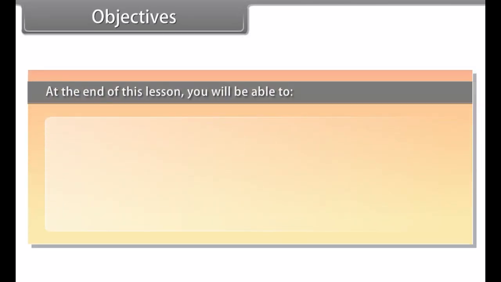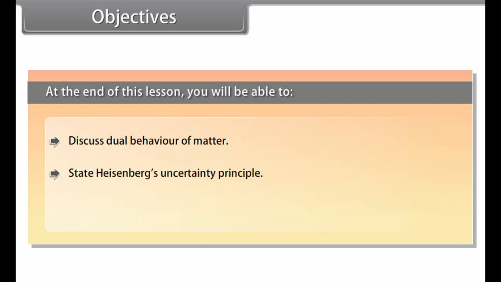Objectives. At the end of this lesson, you will be able to discuss the dual behavior of matter, state Heisenberg's uncertainty principle, and describe the quantum mechanical model of atom.